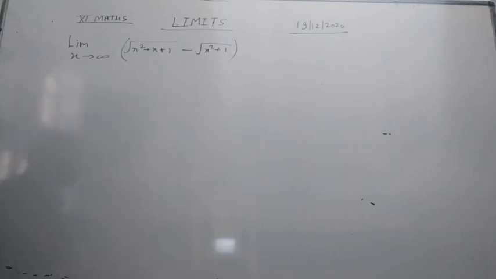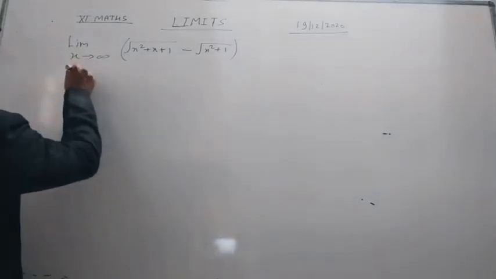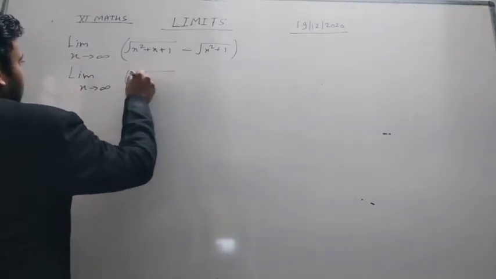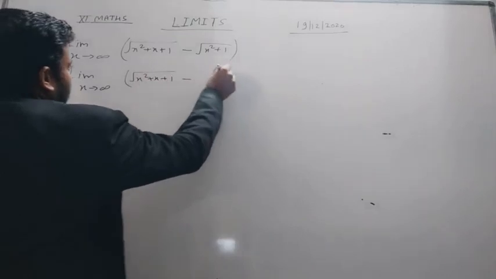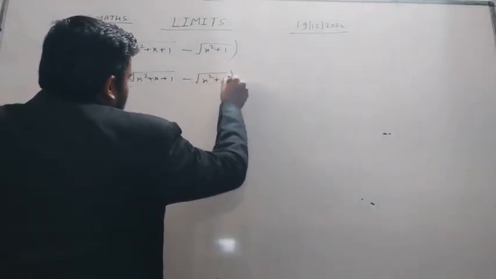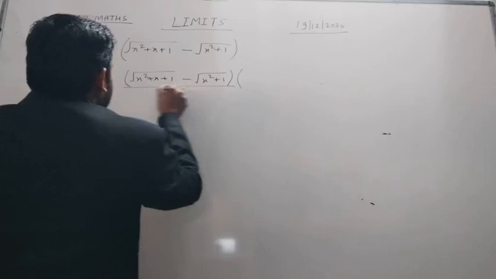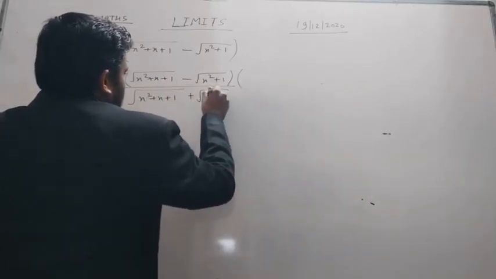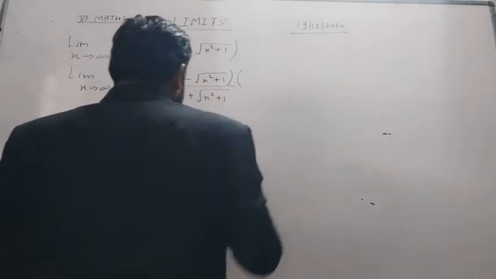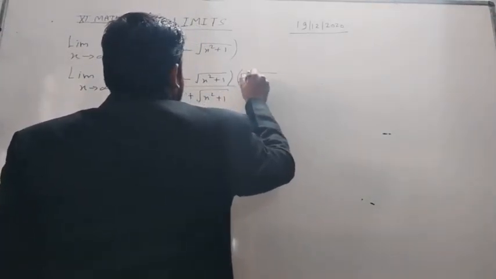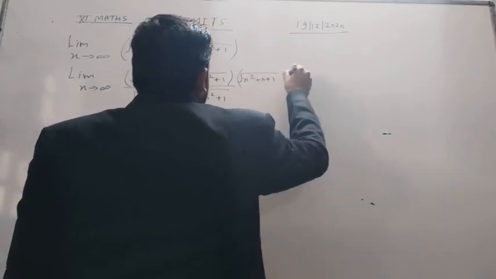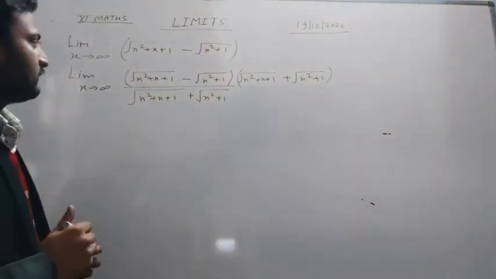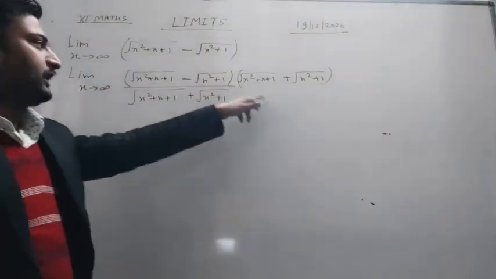Okay. So what will we do here? First we will rationalize it, and the rationalization method we have already studied. How to rationalize it? We will write under root x square plus x plus 1 minus under root x square plus 1, and multiply and divide with under root x square plus x plus 1 plus under root x square plus 1. Okay, students.